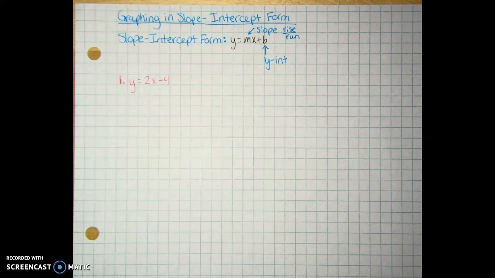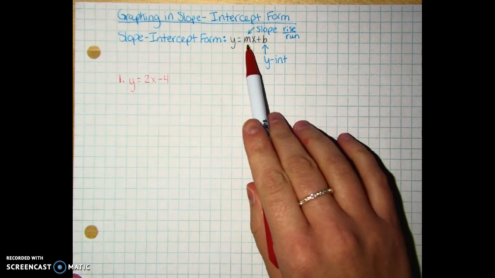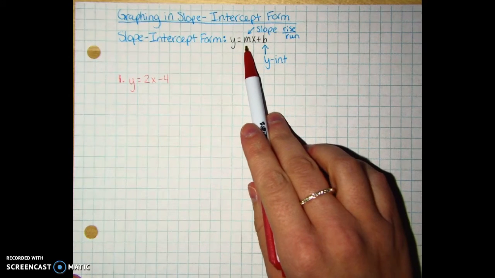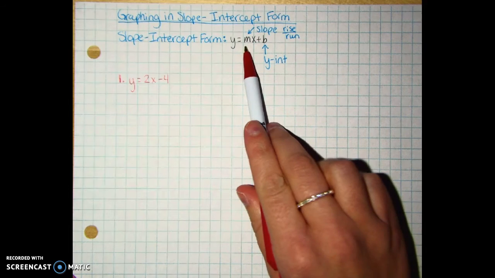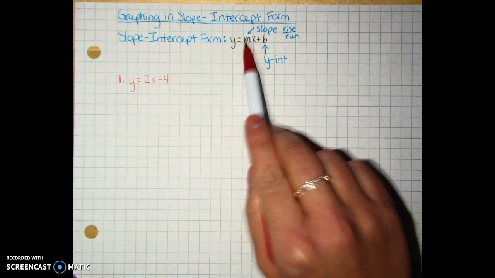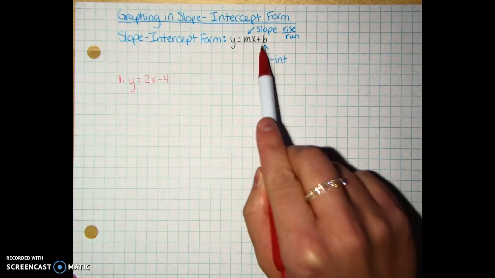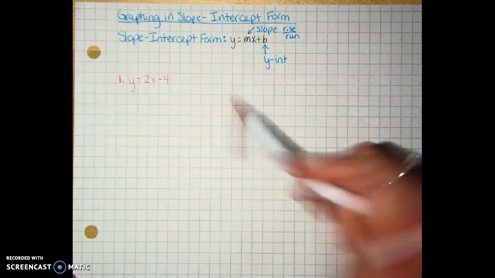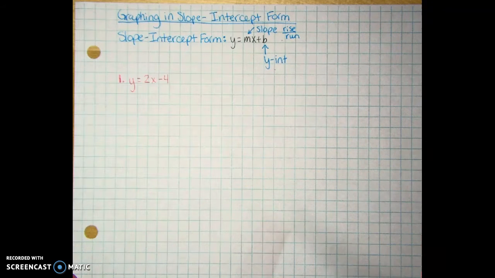This video is on graphing in slope-intercept form, and most of you probably remember that this is slope-intercept form, y equals mx plus b. And you should know that m represents the slope, and slope is rise over run, and b represents the y-intercept, or where it crosses the y-axis.